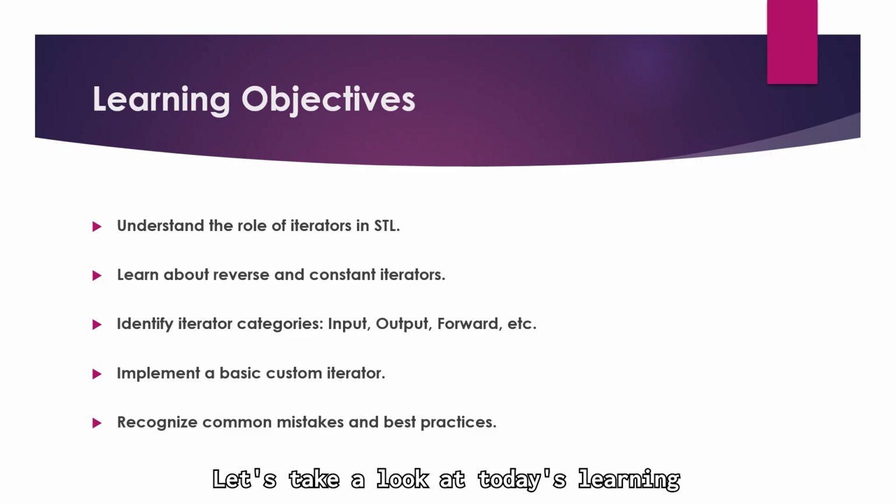Let's take a look at today's learning objectives. By the end of this session, you will clearly understand what iterators are and why they are used in STL. You will learn how to use reverse and const iterators to handle different traversal scenarios. You will categorize iterators into types like forward, bidirectional, and random access. And finally, you will understand how to create a simple custom iterator, an essential skill for designing iterable classes. We will also discuss common pitfalls to avoid while using iterators, so you can write safer and cleaner C++ code.